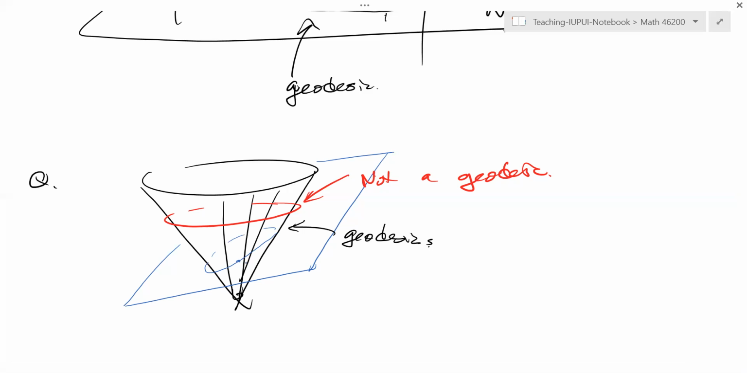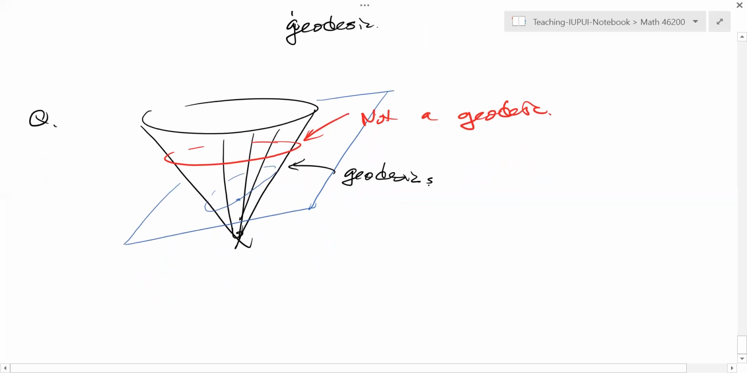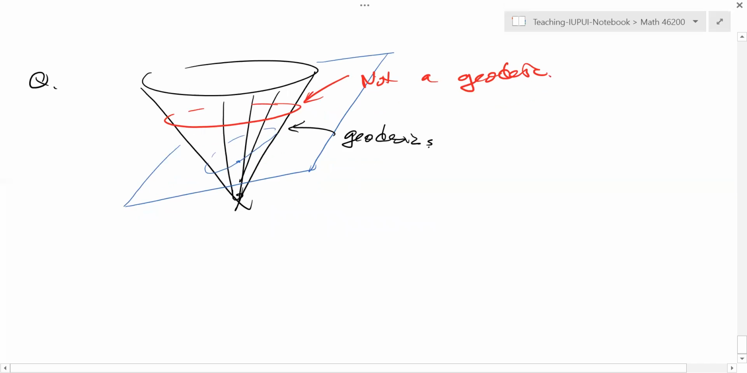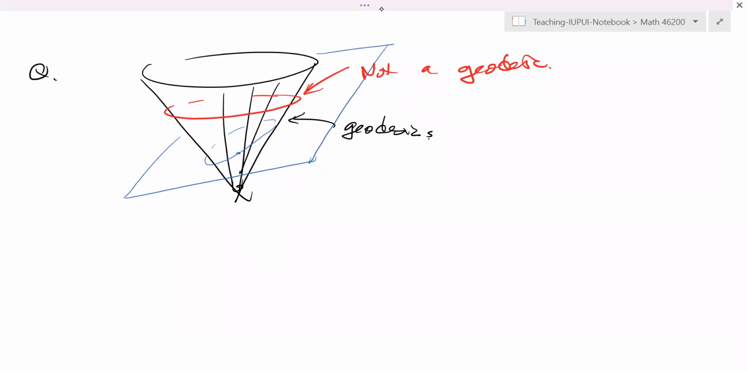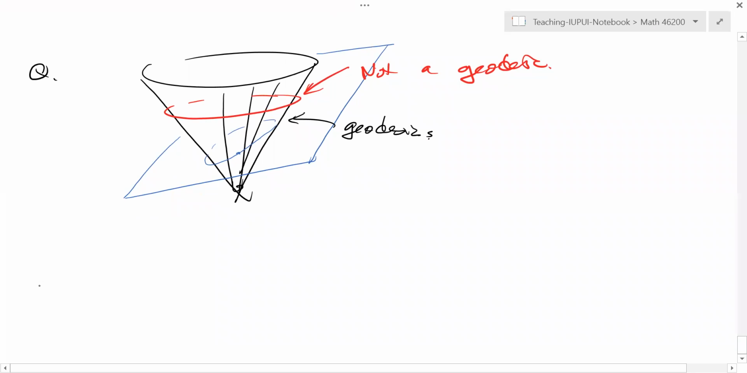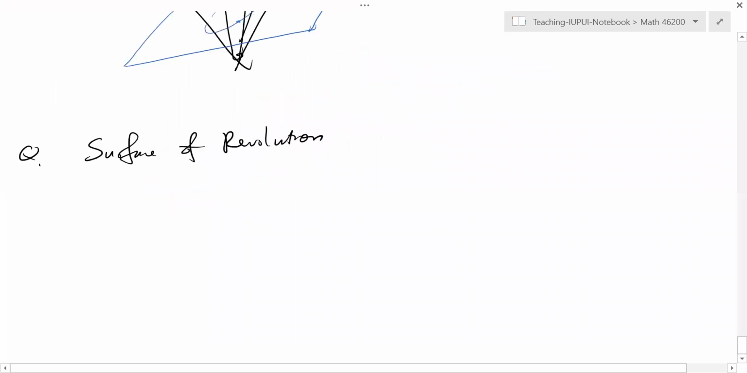So we are not going to use this method to find the geodesic in general, because it's almost impossible to find a special plane to use. But one more example I'm going to look at. How about the surface of evolution? So can we find some geodesics on that?